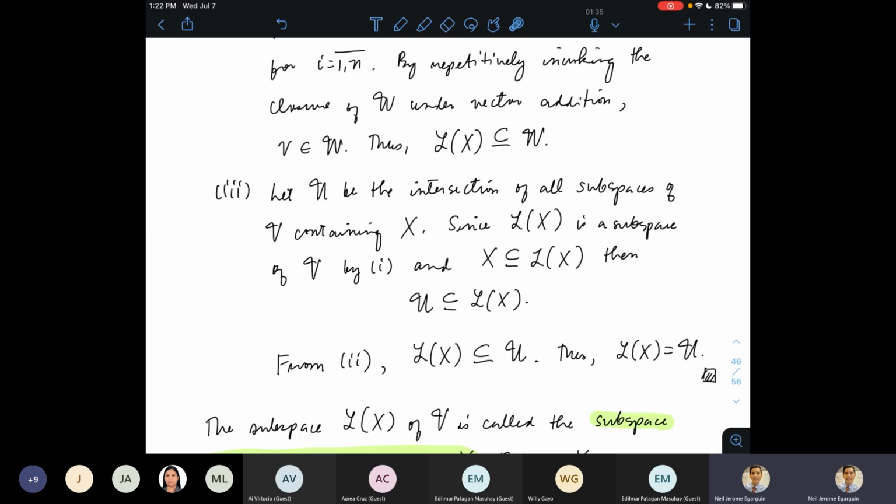All right? Clear ba yun? Para naguluhan ako doon ng konti. But nakuha niyo ba yung idea? Bakit siya clear magpo-follow from statement 2?